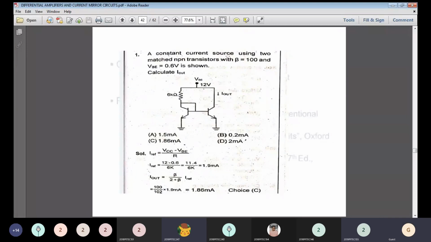A constant current source using matched NPN transistors with beta value equal to 100 and VBE equal to 0.6 is shown here. Calculate I out. What is your output current I out?